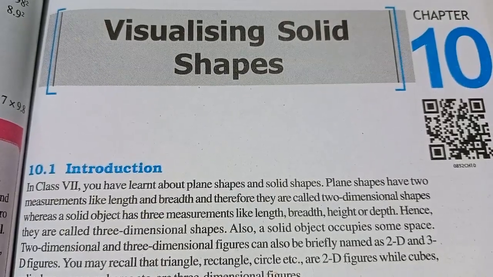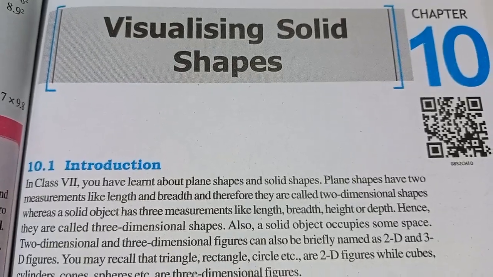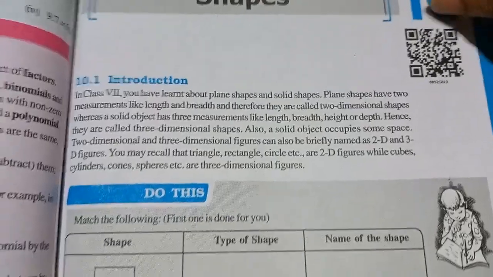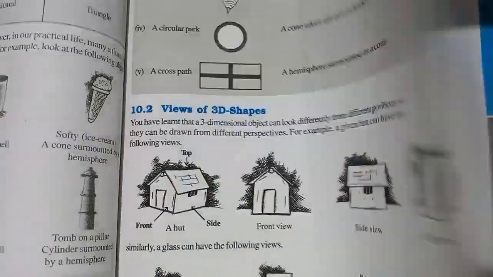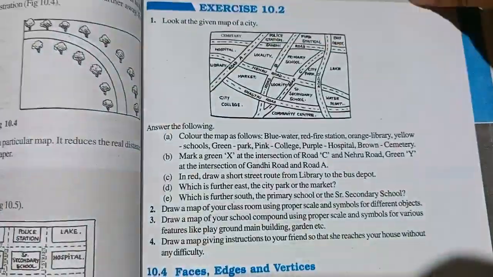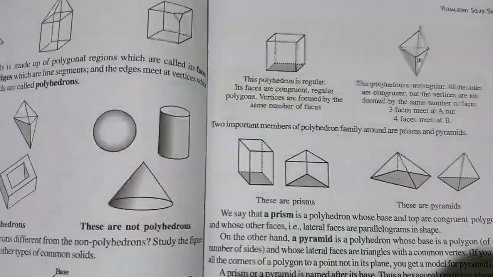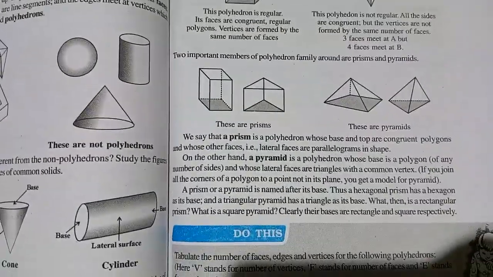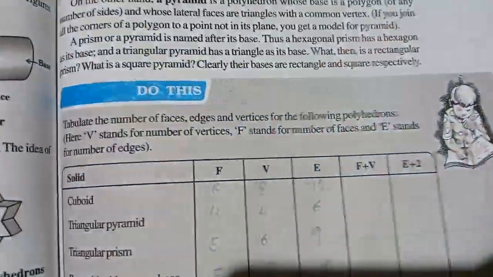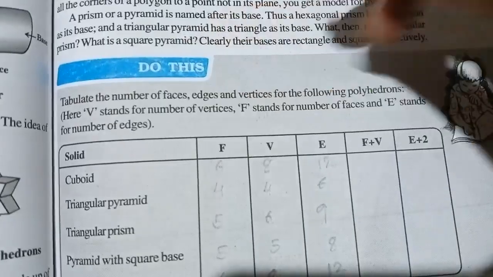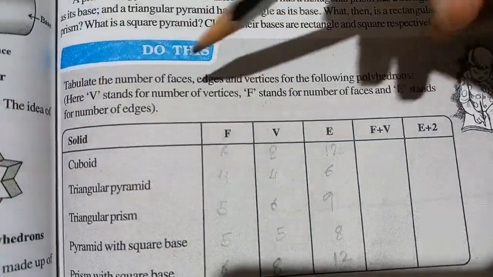We have started chapter number 10, that is Visualizing Solid Shapes. We have already explained the chapter, done the exercises, and given the homework also. Today in this video you will see all these shapes: polyhedrons, pyramids and prisms. You have to understand this nicely, because in every solid figure there are faces, edges and vertices.